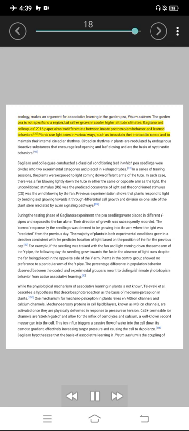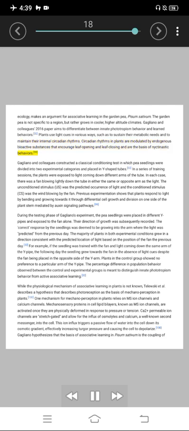Gagliano and colleagues' 2016 paper aims to differentiate between innate phototropism behavior and learned behaviors. Plants use light cues in various ways, such as to sustain their metabolic needs and to maintain their internal circadian rhythms. Circadian rhythms in plants are modulated by endogenous bioactive substances that encourage leaf opening and leaf closing and are the basis of nyctinastic behaviors.